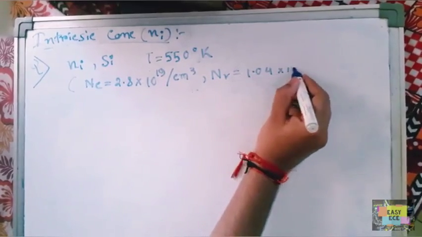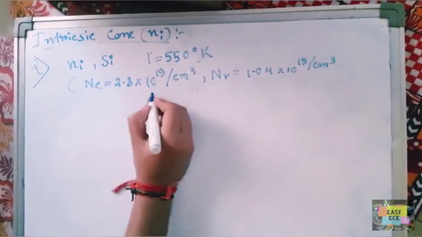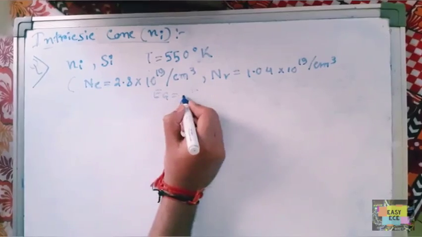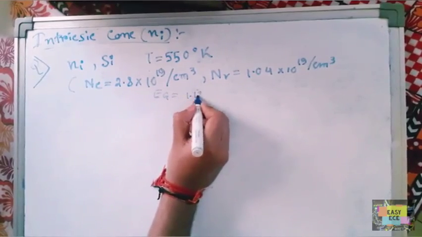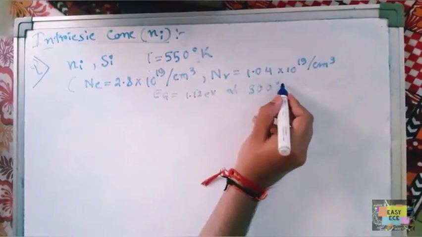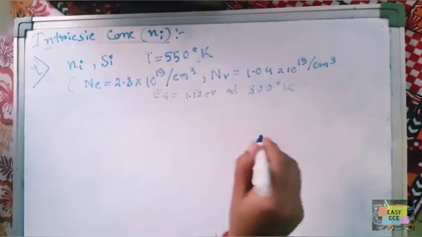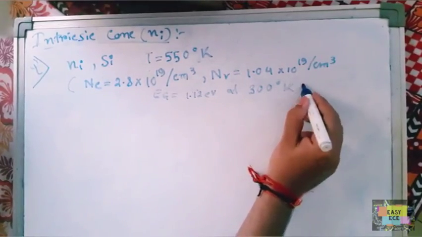And given here Nv equals 1.04 × 10^19 per centimeter cube, and the energy gap is 1.12 electron volt at 300 degrees Kelvin. So now how to solve this? Let's check.